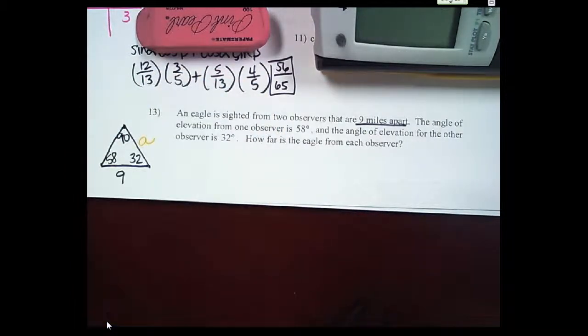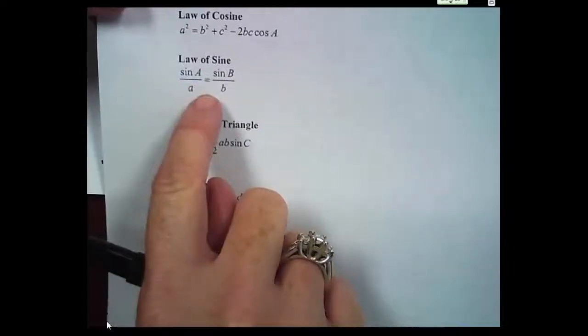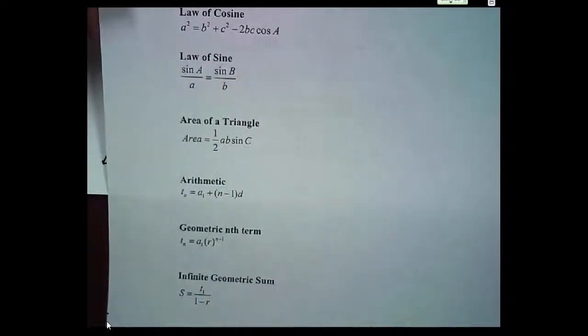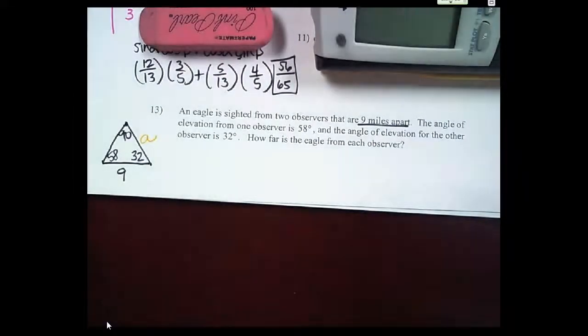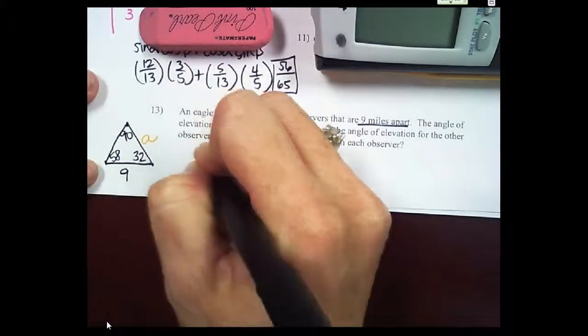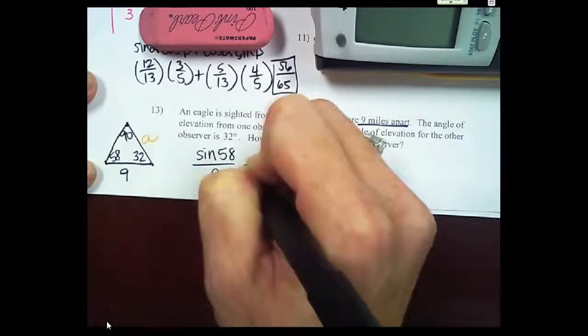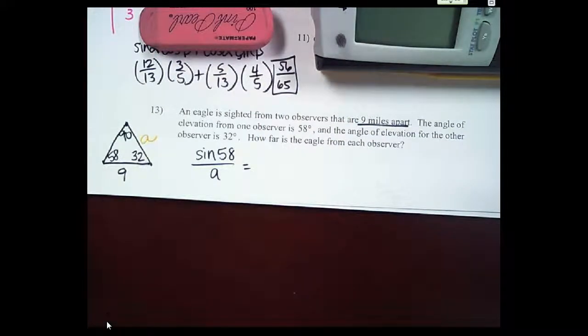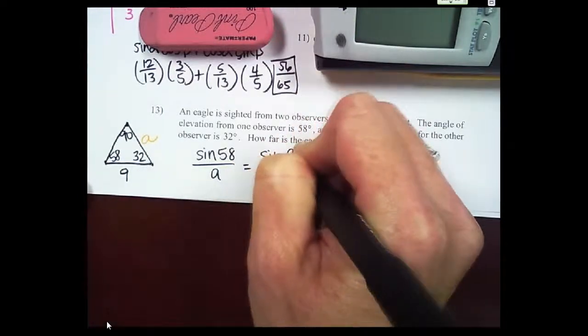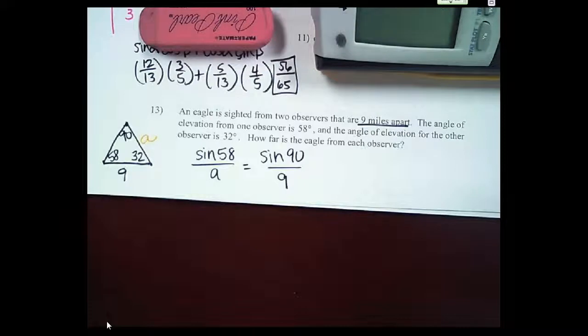Well, we can use law of sine, and I even have law of sine on your formula sheet on the back, because I know it's been a while. It's the easy one. Okay? So I know that sine of 58 over A equals, you can only have one variable, so which ones are you going to put together? What does the other one have to be? Sine of 90 and what? 9. Because you can only keep one variable. That's going to find A for you.